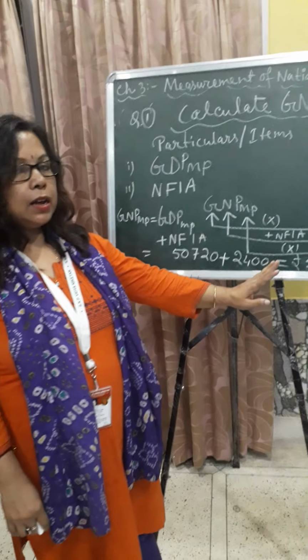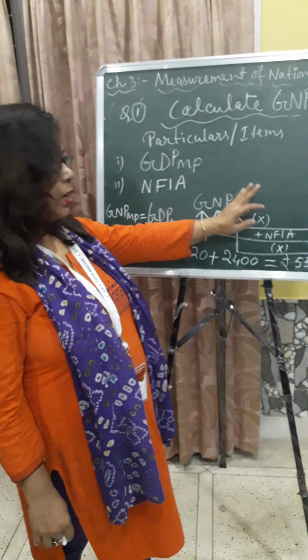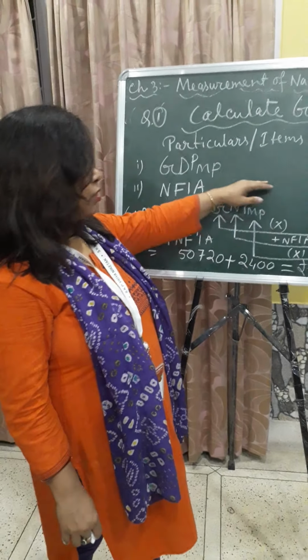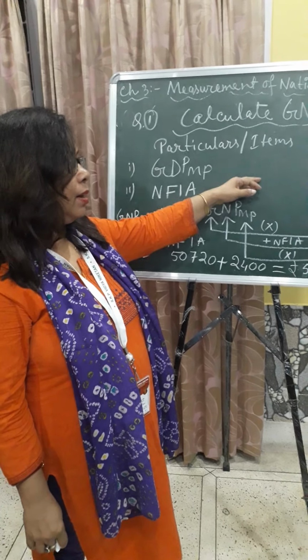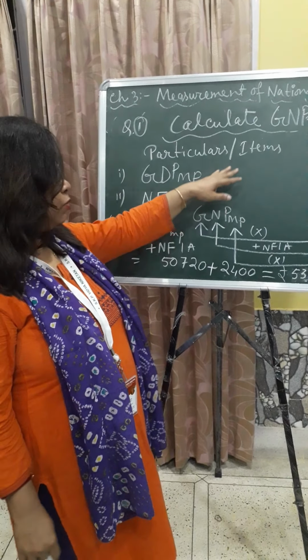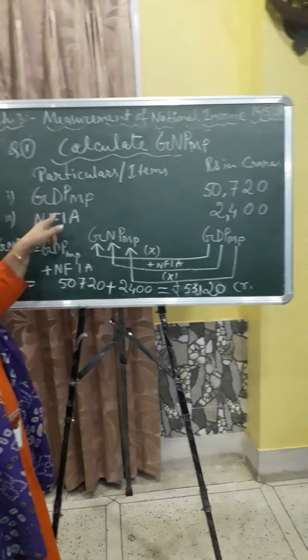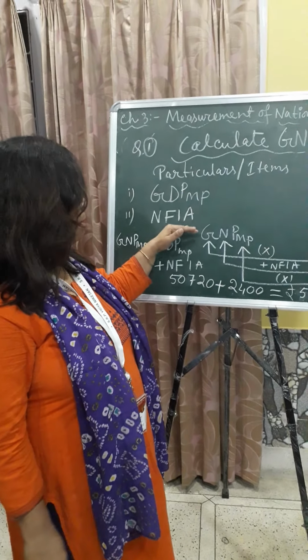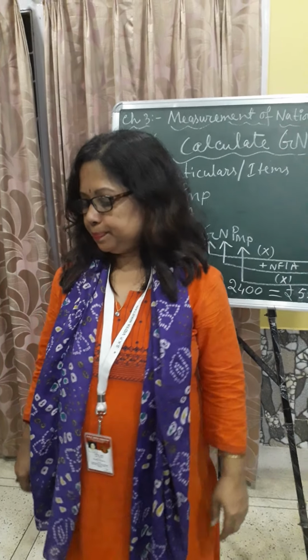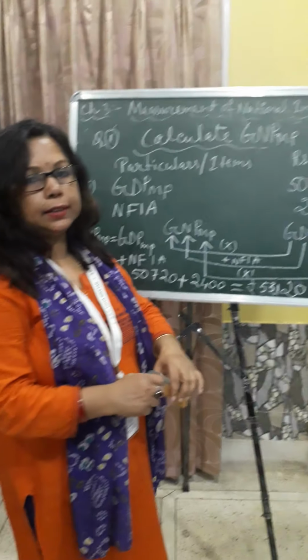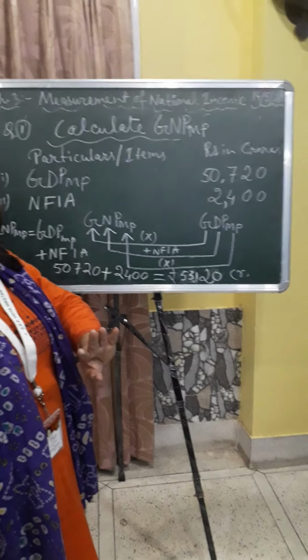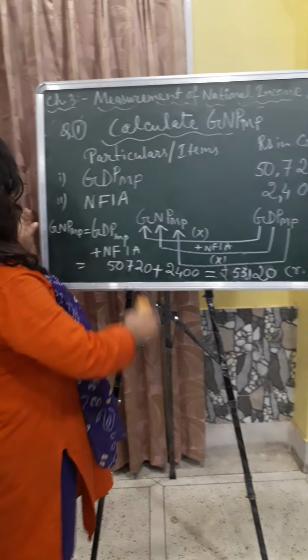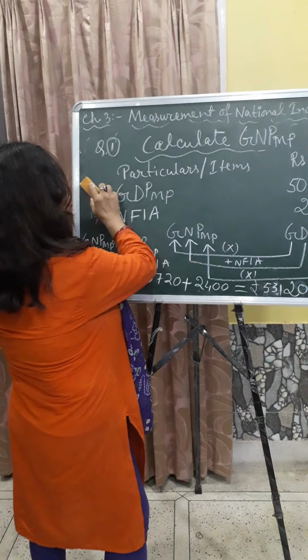So this is the process for conversion. How to convert? This is a very easy numerical. First I have given you a very easy numerical on GDP and NFIA. Now I am giving numerical number 2. Write quickly. Everyone understood how to convert?